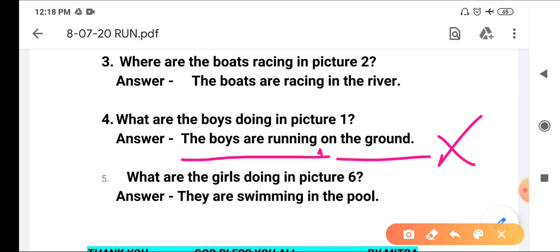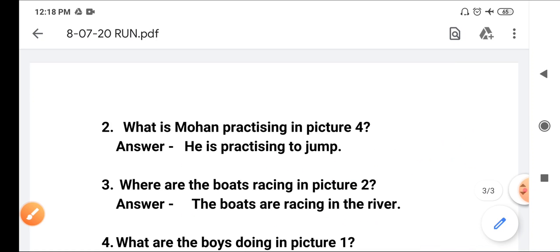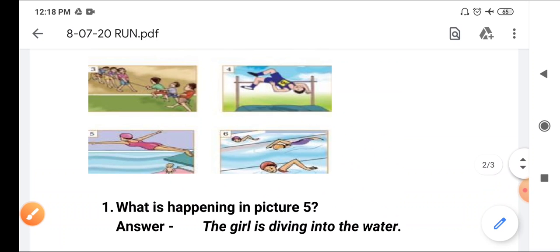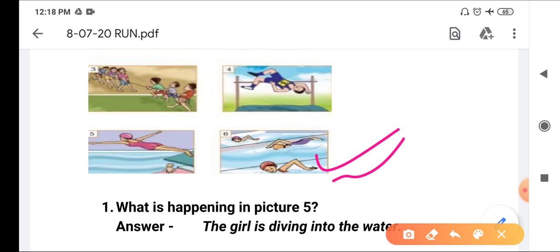So come to the next. What are the girls doing in picture 6? Answer: they are swimming in the pool. You can see here in picture number 6, the girls are swimming in the pool.